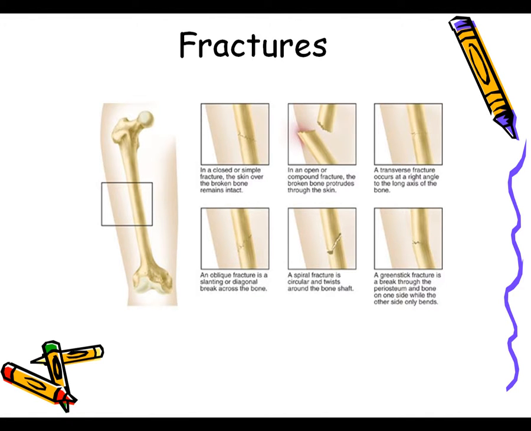The first one is a closed or simple fracture. The skin over the broken bone remains intact. We're going to go across the top, and then down to the bottom. In an open or compound fracture, the broken bone protrudes through the skin. A transverse fracture occurs at a right angle to the long axis of the bone. An oblique fracture is a slanting or diagonal break across the bone. A spiral fracture is circular and twists around the bone shaft, and this is seen more in child abuse cases. A greenstick fracture is a break through the periosteum and bone on one side, while the other side only bends. So just that one side is broken. The other side just bends.